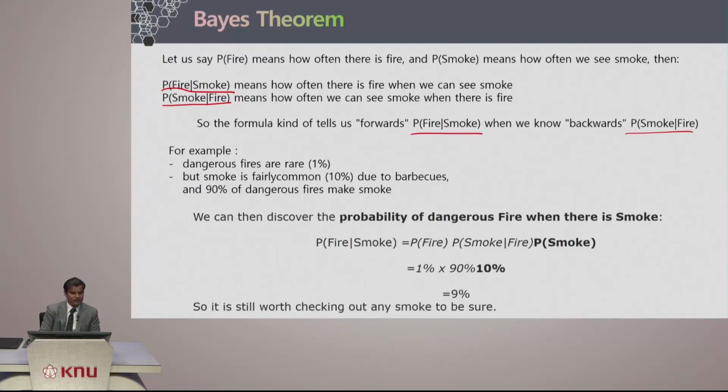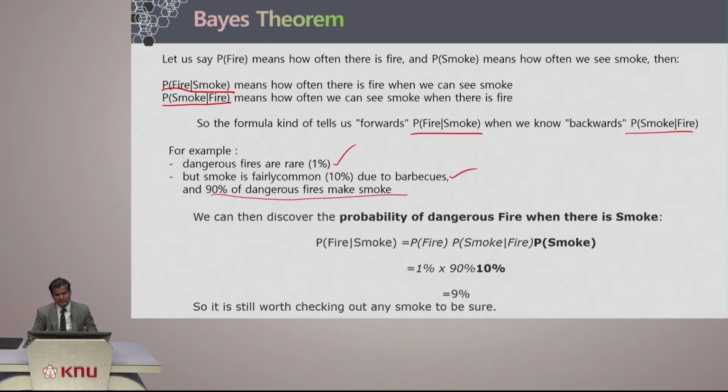There is some information given to us while solving this problem. Dangerous fires are rare, which means a 1% chance of getting a dangerous fire, but smoke is fairly common, like 10%, because many people might do barbecues and things like that. So smoke is quite common. And 90% of dangerous fires make smoke. Whenever there is a dangerous fire, 90% we see smoke. This is the third factor.